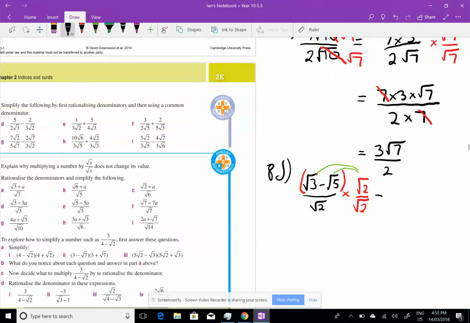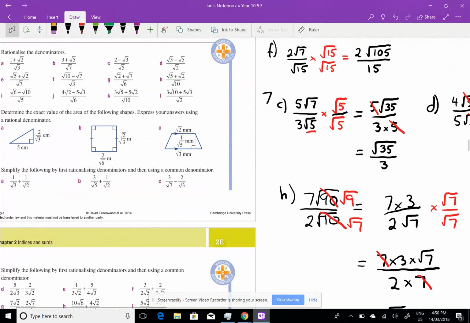Okay. Root 2 times root 3, root 6. Root 5 times root 2, root 10. Root 2 times root 2, 2. Now don't try and cancel it. The denominator is a rational number, whereas the top numbers are surds. And 8d, there we go.